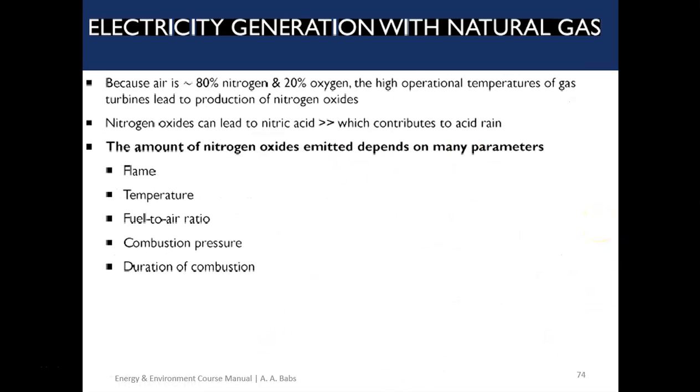Because air is approximately 80% nitrogen and 20% oxygen, the high operational temperatures of gas turbines lead to production of nitrogen oxides. Nitrogen oxides can lead to nitric acid, which contributes to acid rain. The amount of nitrogen oxides emitted depends on many parameters, and such parameters include the following: flame temperature, fuel to air ratio, combustion pressure, and then duration of combustion. It is important to know these factors and parameters.